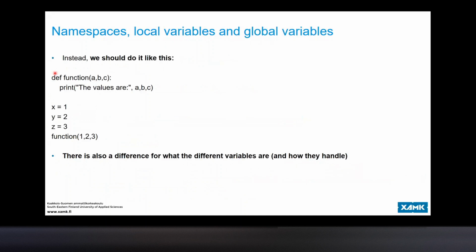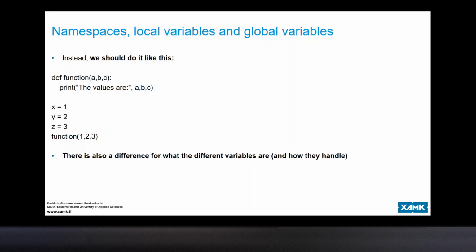So instead, we should do something like this. When we define a function, if we need some values or some data inside it, we should bring them in as parameters to the function like this. And then later on, when we actually use the function, we pass that data into this function call.